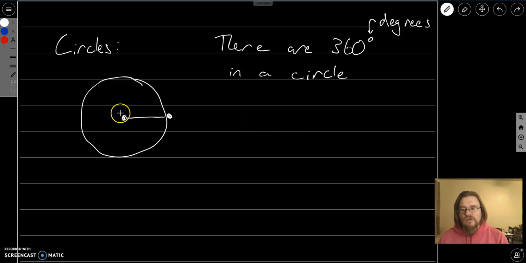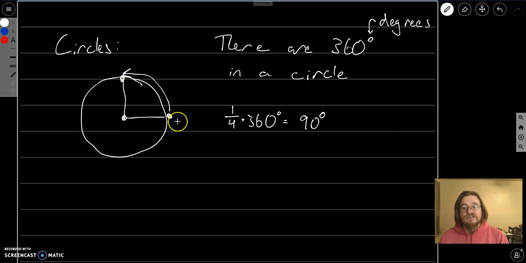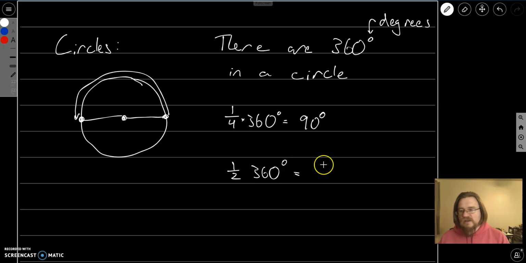So for instance, if we were to go 1/4 of the way, so from right here up to there, how many degrees have we gone? Well, 1/4 of 360 degrees is going to be 90 degrees. So 90 degrees is going to be 1/4 of the way. What about if we go halfway around? So if we're here and we go halfway around the circle, just to the opposite side, well, 1/2 of 360 degrees is going to be 180.